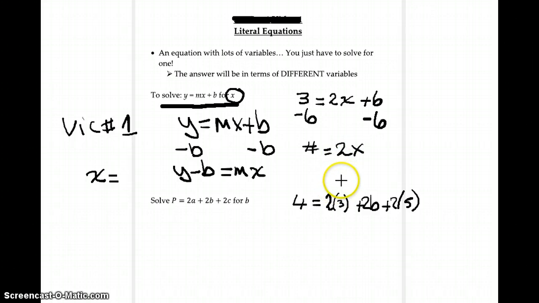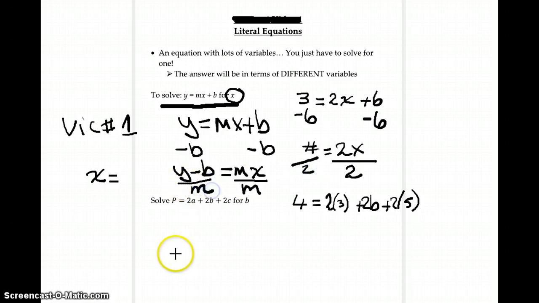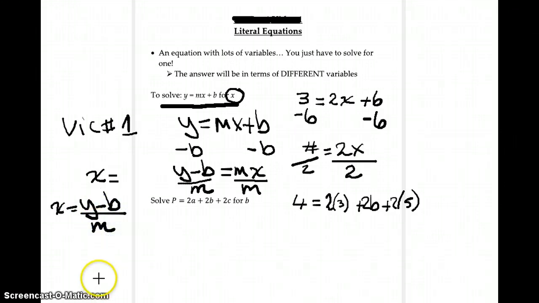How would I get rid of the 2? Well, or how would I eliminate the 2? Well, I would divide by 2. How would I get rid of the m then? Well, I divide by m, and what I do on one side I do on the other. And so the answer to our first equation is x equals y minus b over m.